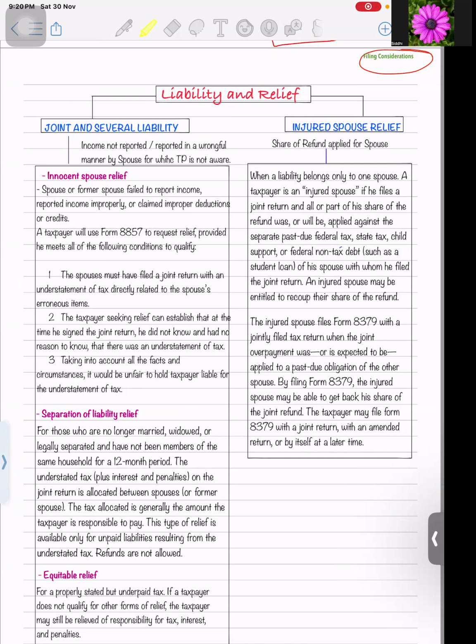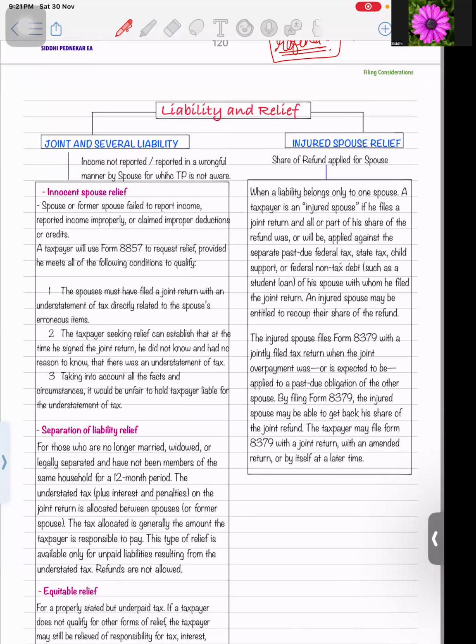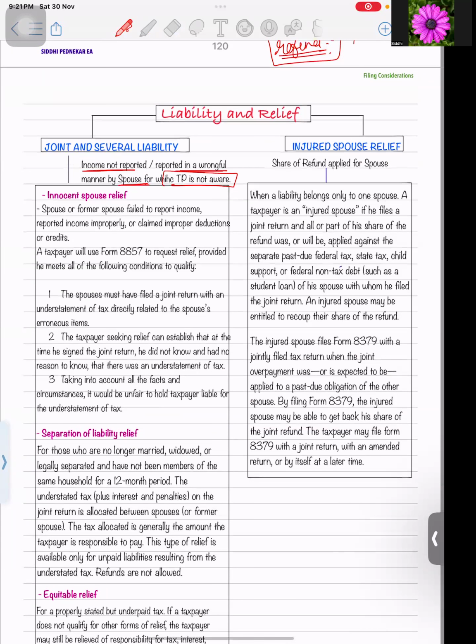So I gave two examples while taking this topic. It's there in the first chapter in the regular book. So income which is not reported or reported in a wrongful manner by the spouse, for which the taxpayer is unaware, right? Taxpayer is unaware means innocence. The person is innocent.